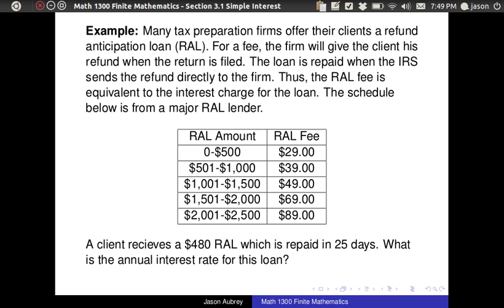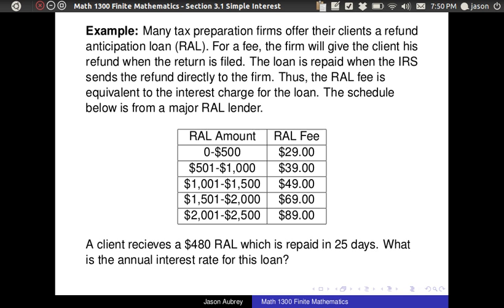Let's say there's a lender, major RAL lender, with the following fee schedule. If your tax return amount is between $0 and $500, the fee is $29. $501 to $1,000, the fee is $39. $1,001 to $1,500, the fee is $49. $1,501 up to $2,000, that fee is $69. $2,001 up to $2,500 for a tax refund amount, the fee for a refund anticipation loan is $89.